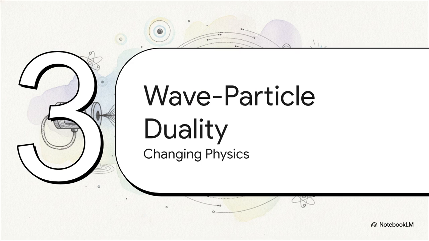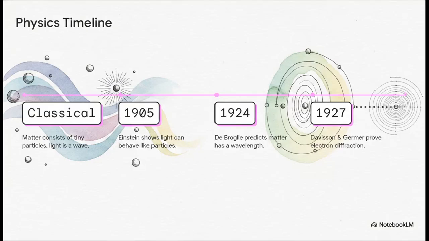This takes us to Section 3, Wave-Particle Duality and how it changed physics forever. Let's just take a step back and see how rapidly this entire paradigm shifted. We start with the classical Newtonian view of the universe. Then, in 1905, Einstein proves light can be particles. In 1924, de Broglie predicts matter can be waves. And just 3 years later, in 1927, Davisson and Germer provide the hard experimental proof.